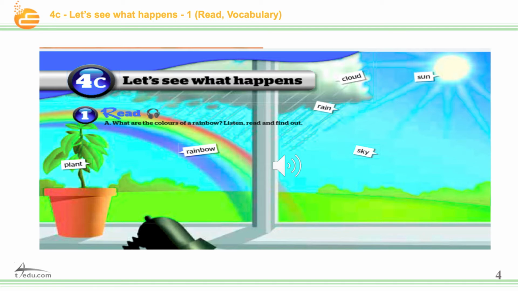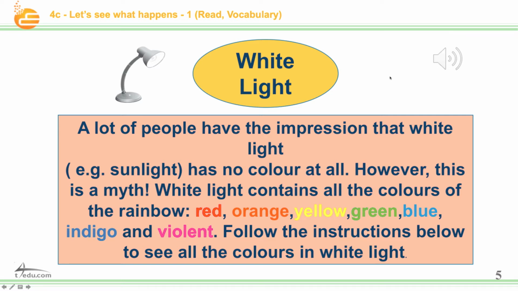1. Read. A. What are the colours of a rainbow? Listen, read, and find out. White light. A lot of people have the impression that white light, for example sunlight, has no colour at all. However, this is a myth. White light contains all the colours of the rainbow: red, orange, yellow, green, blue, indigo, and violet. Follow the instructions below to see all the colours in white light.